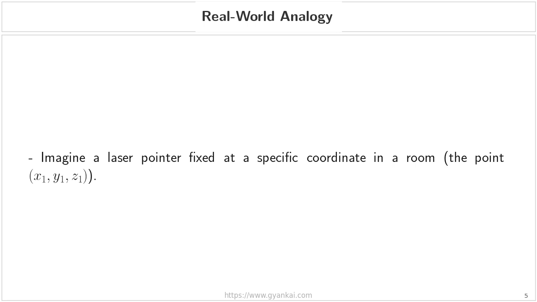Real-world analogy. Now, if all those formulas and variables feel a bit abstract, let's step away from the chalkboard for a moment and use a real-world analogy to visualize what is actually happening. Imagine you are holding a laser pointer and you have fixed it at a specific known coordinate in a room. Let's call the starting point x sub 1, y sub 1, z sub 1. This is our fixed point A that we discussed in the previous slide.